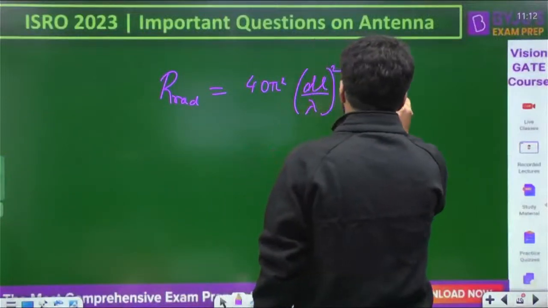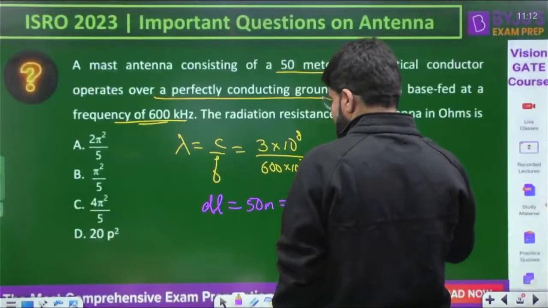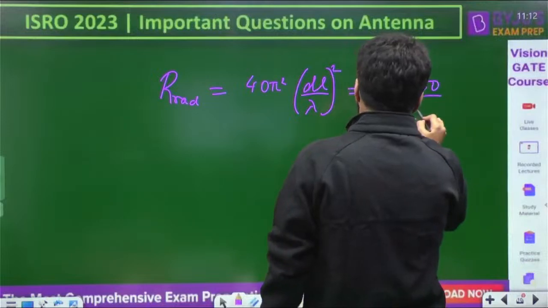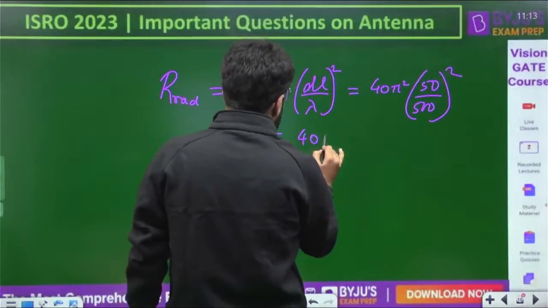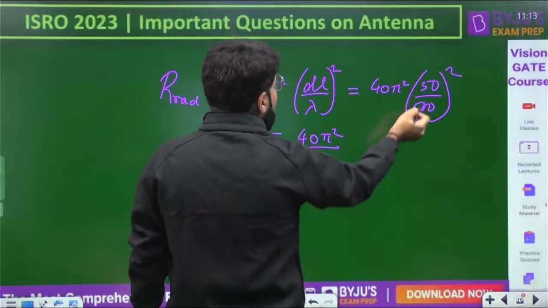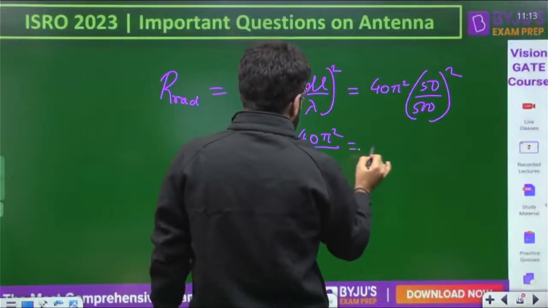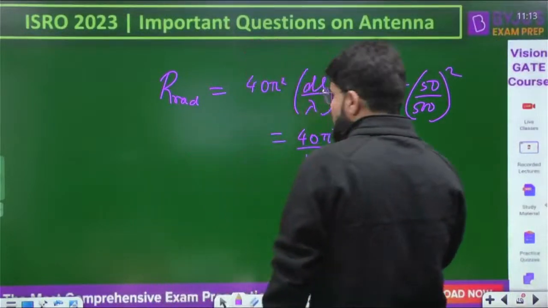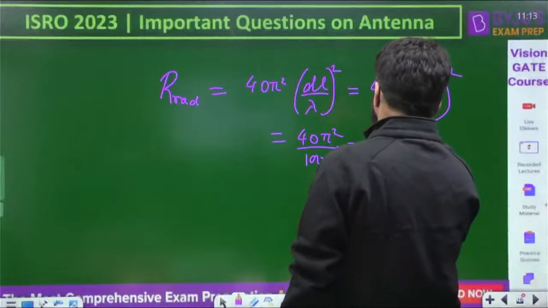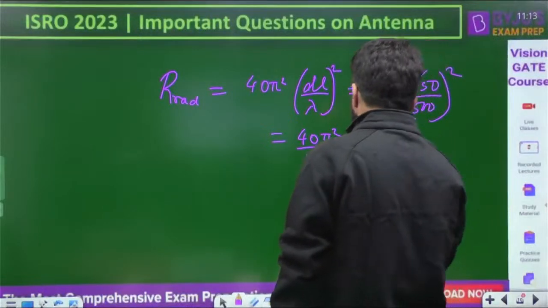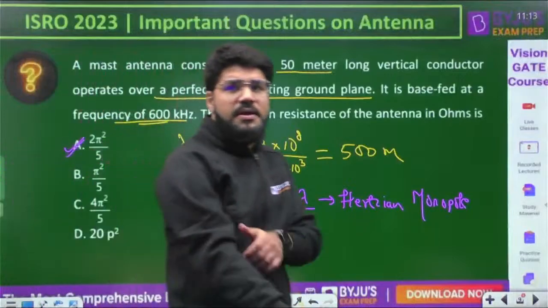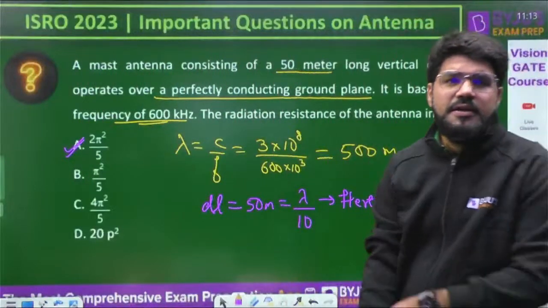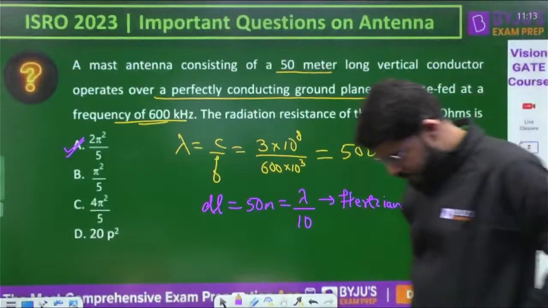So now this time it is going to be 40 pi square (dl by lambda) whole square. Length is 50, wavelength is 500, and then whole square, so this is 40 pi square divided by 10 square, that is 100, and that is 0.4 pi square, 2 by 5 in terms of fraction. The option is given, (2 by 5) pi square, option number A. Correct? Option number A. Get it? Any doubt, please ask me.